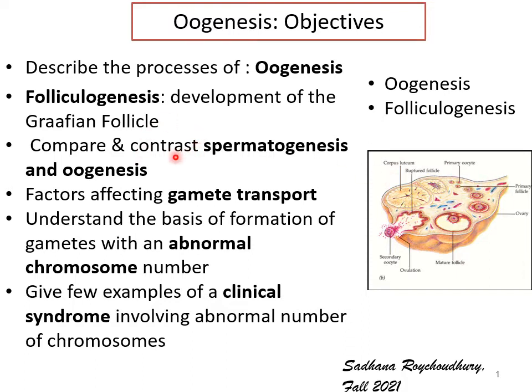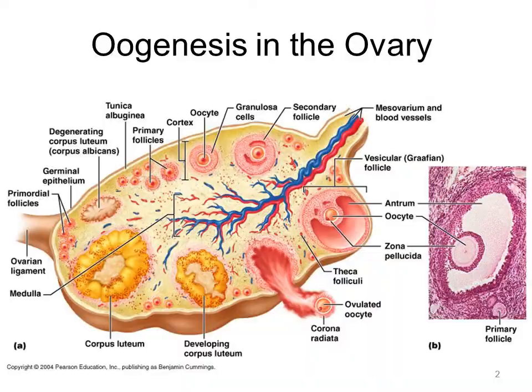Okay, and then we are going to look at the two processes that we will have finished by comparing and contrasting them, and then some factors that can affect gamete transport. Gamete means sperm or ovum transport. And then what happens if there are gametes with abnormal chromosome numbers, how that can happen, and examples of some clinical syndromes that can occur because of abnormal gametogenesis. Okay, so here is a cut section of the ovary.